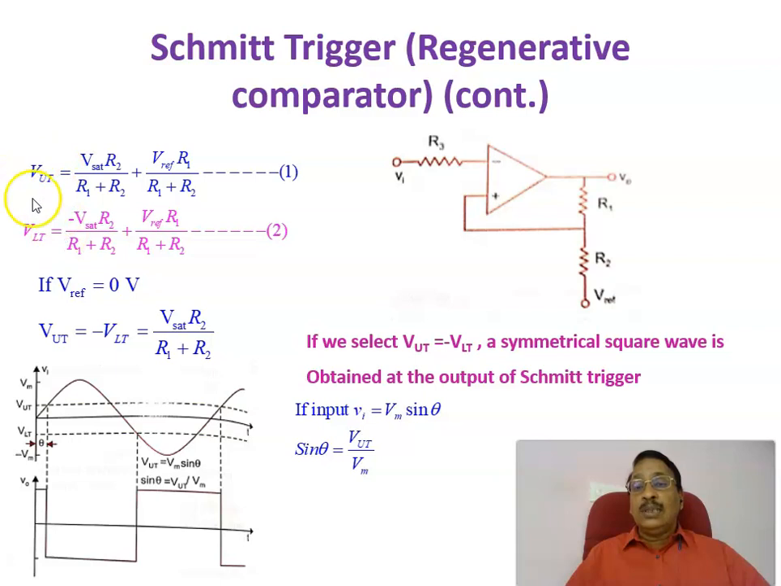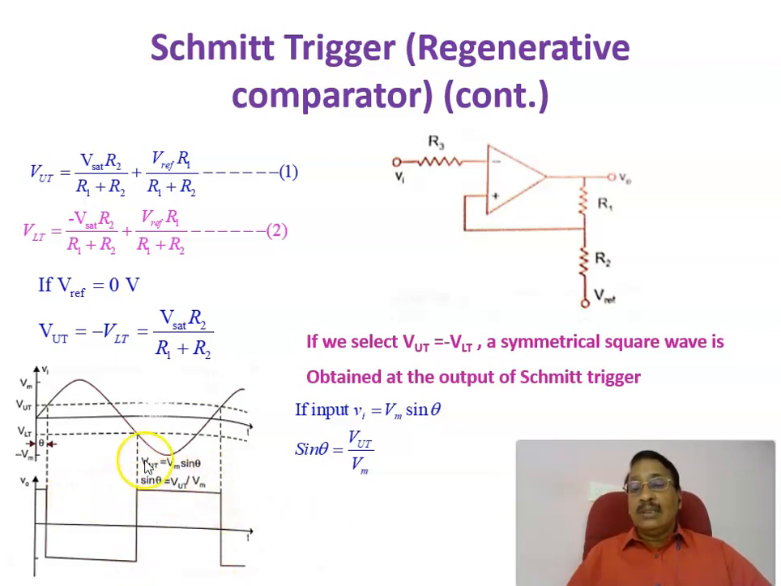For example, if VUT equals 5 volt, VLT equals minus 5 volt. As an example here, this is the input voltage, and VUT is some plus voltage, and VLT will become minus, the same magnitude but on the negative side. Therefore, in that case, if the input voltage is more than VUT, the output changes from plus Vsat to minus Vsat. Again, when the input voltage goes below the lower threshold voltage, the output changes from minus Vsat to plus Vsat.